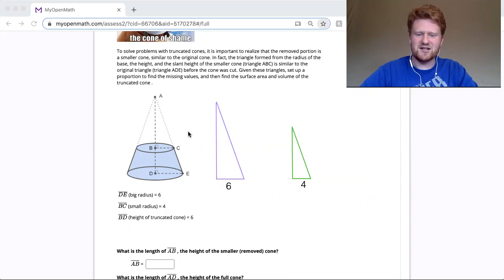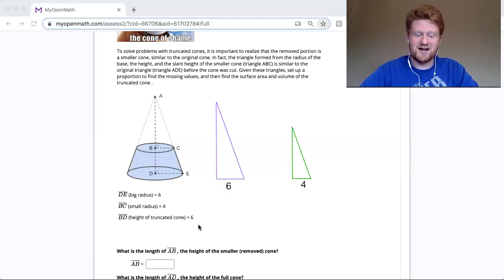Now, is the height of the truncated cone one of the sides of either of these triangles? No, it's actually not. You'll notice that this bigger triangle goes from A to D, and the smaller triangle goes from B to A. So we have this knowledge right here, but we can't write that down anywhere. So we got to do a little workaround to get there.